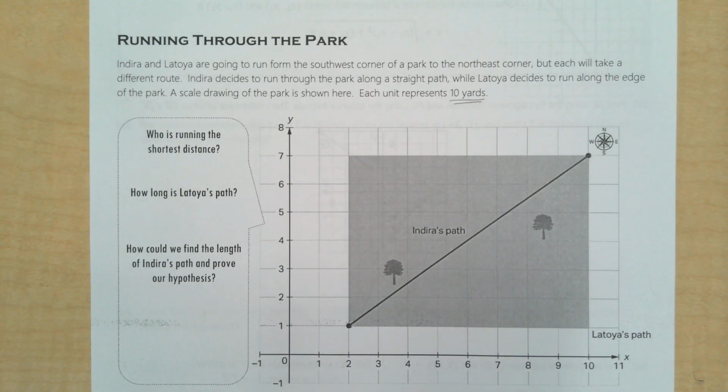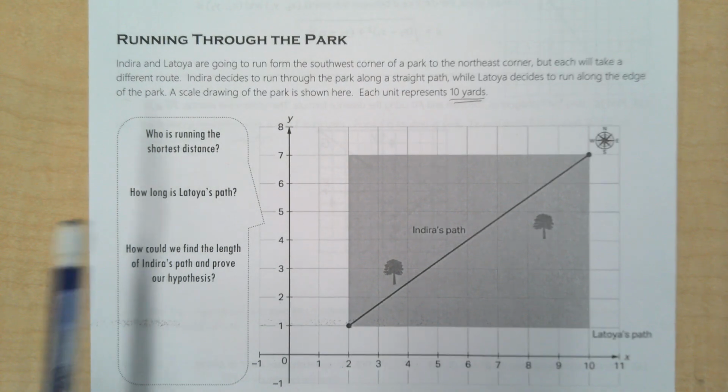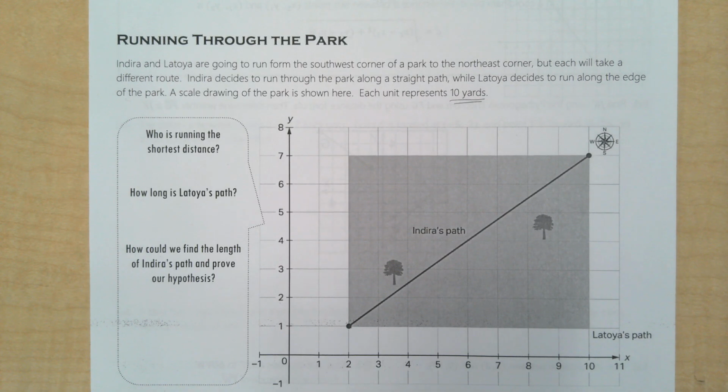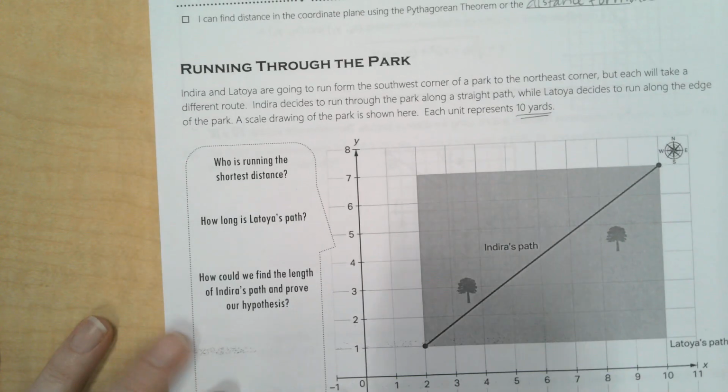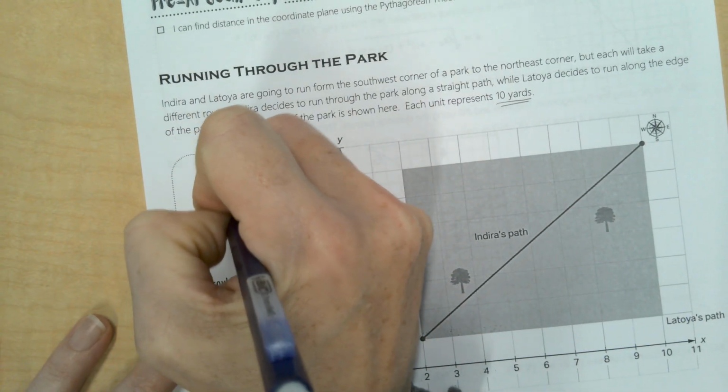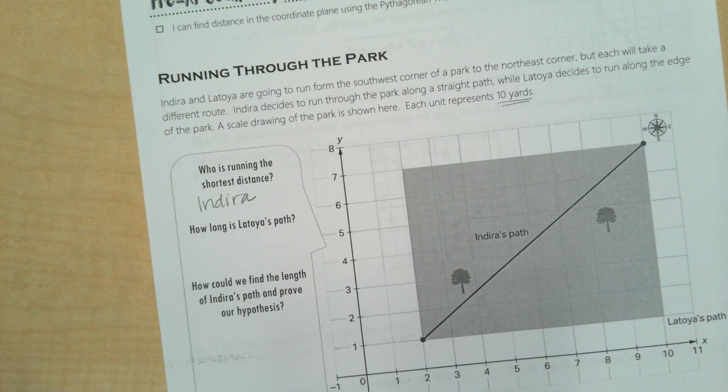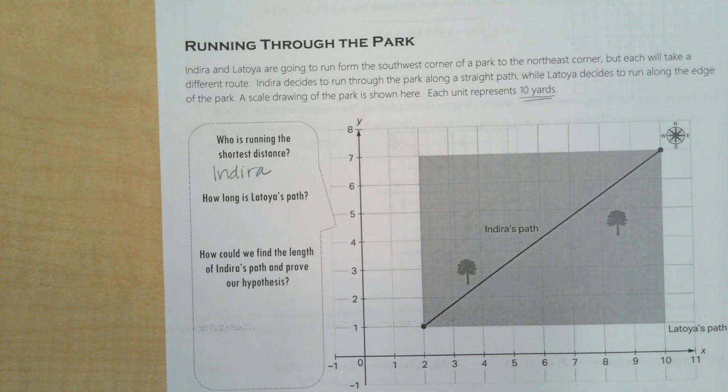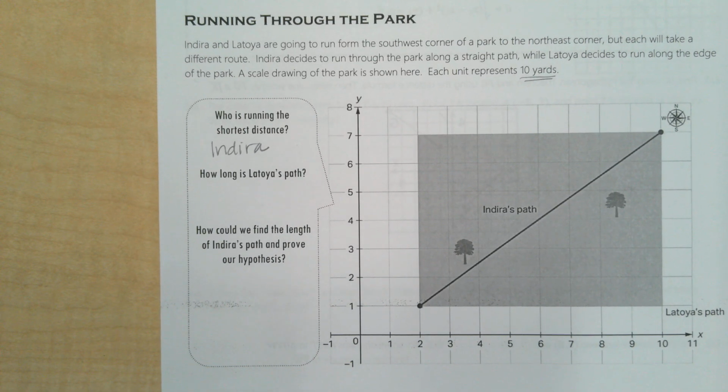But the first thing is I want you to just make a conjecture of who is running the shortest distance. Is it going to be Indira or is it going to be Latoya? Latoya is going this path here. Go ahead and write down what you think. Do we all think Indira? Okay, so we're going to put Indira.